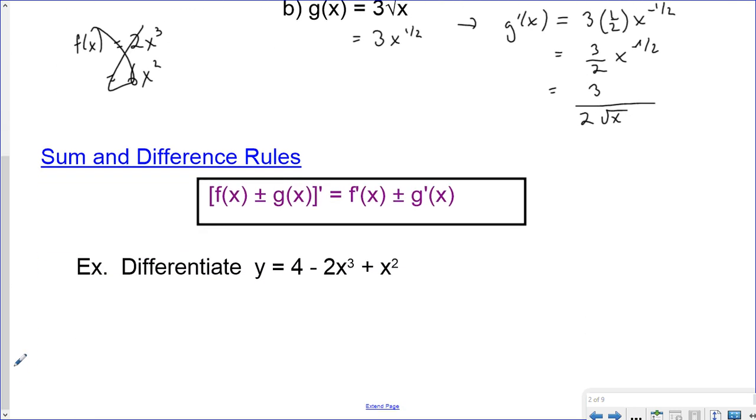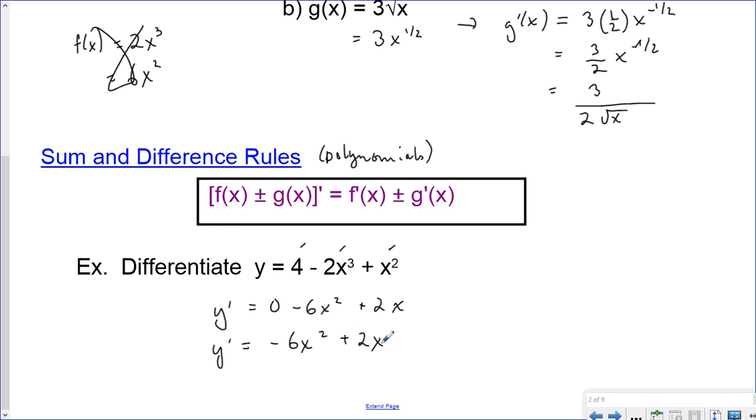Okay, differentiate this one, the sum and difference rules. This means basically, and this is really for a polynomial, if I've got a combination of terms, a whole bunch of terms, like in this example, 4 minus 2x to the power 3 plus x squared, I can just take the derivative of each part. The derivative of 4 is 0. The derivative of negative 2x to the power 3 is negative 6x squared, and then the derivative of x squared is 2x. Now, often we should just clean that up a little bit.